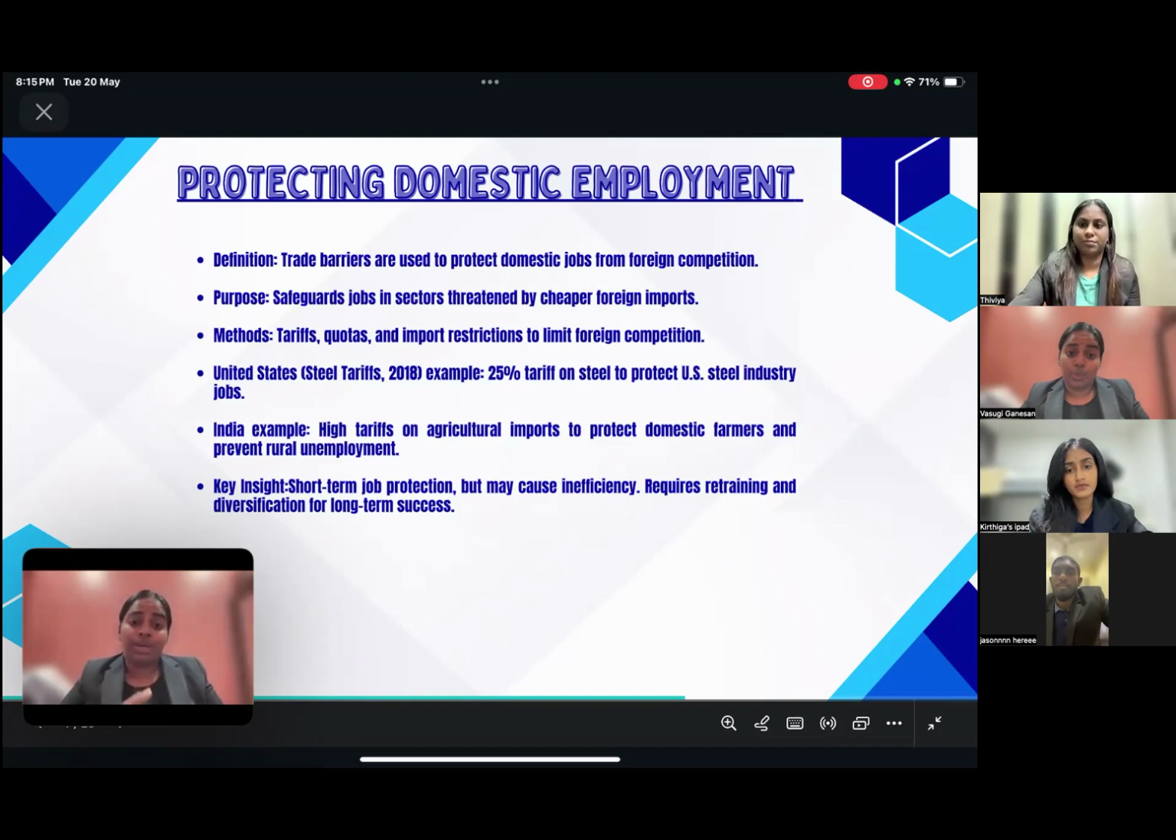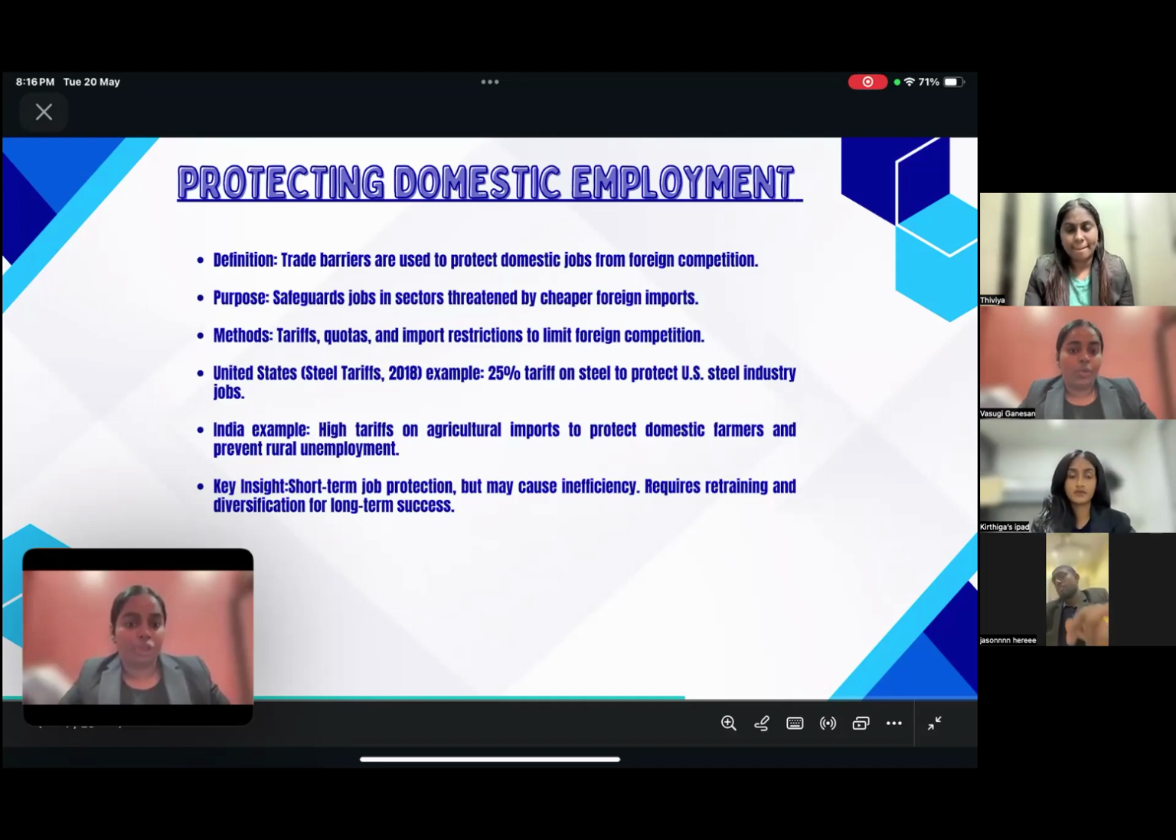How do trade barriers work? There are a number of key ways in which trade barriers operate, which are tariffs, quotas, and import restrictions. Tariffs are taxes applied to imports. For example, in 2018, the US placed a 25% tariff on steel imports to protect American steel jobs. Quotas limit the quantity of certain products that can be imported, which reduces competition. This limitation keeps certain foreign products from being imported, often for safety and quality reasons.